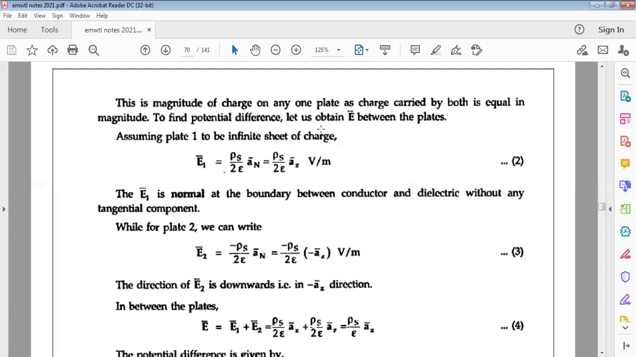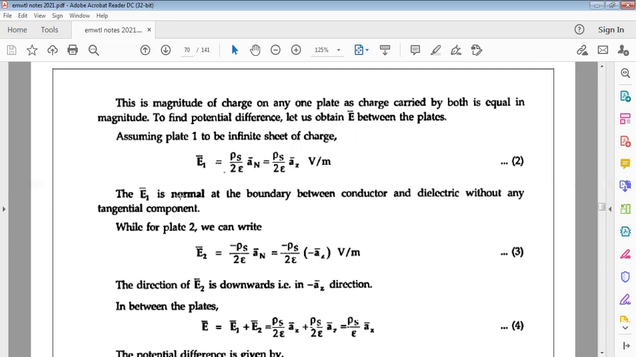Assume plate 1 to be an infinite sheet of charge. So E1 is due to the infinite sheet of charge. E1 is rho s by 2 epsilon only. It's the formula for the E bar due to the infinite sheet of charge, rho s by 2 epsilon, where rho s is the charge density, and the direction is AN bar. Now it is taken as AX bar here.